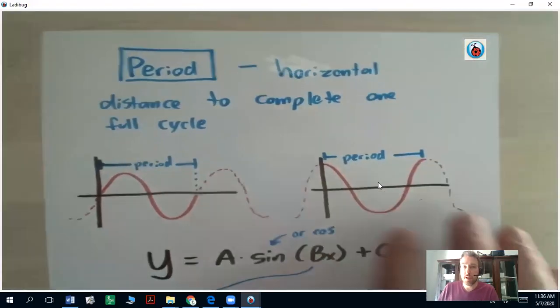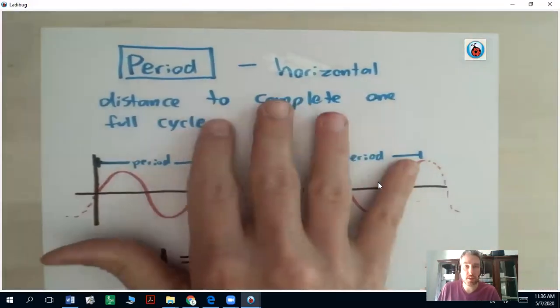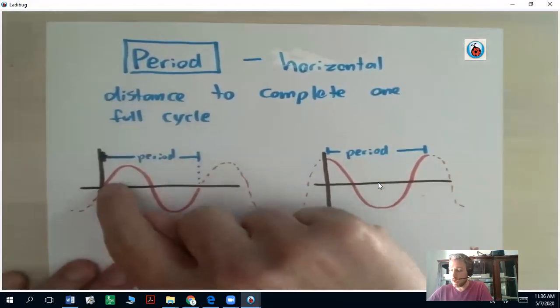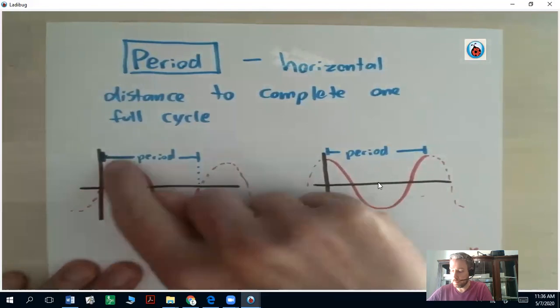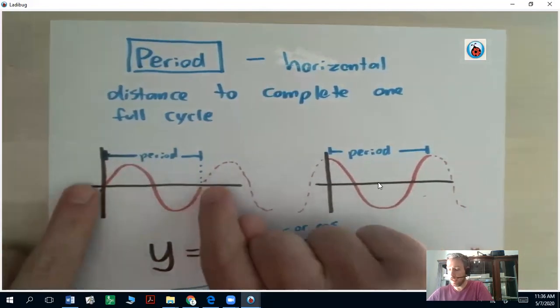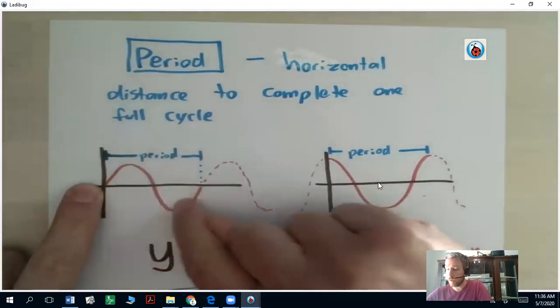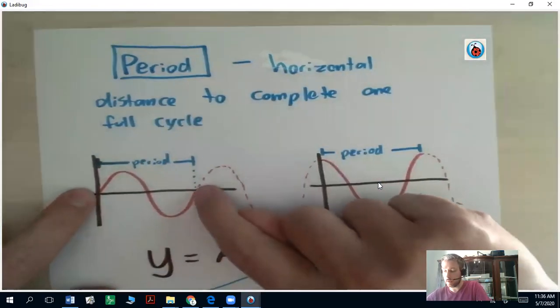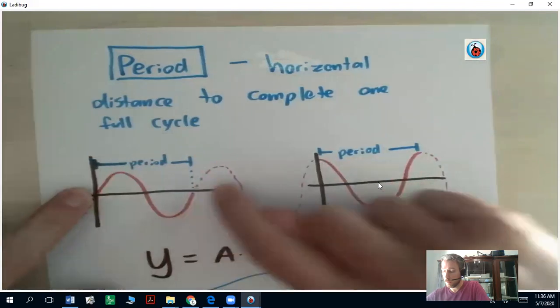The last little piece of the puzzle for these graphs is something called period. A period is a distance horizontally. We talked about one full cycle of a graph. You know, it keeps going on and on forever. A period is that distance representing one cycle, not the overall distance because it goes on forever, but one cycle from where it starts and where it ends.